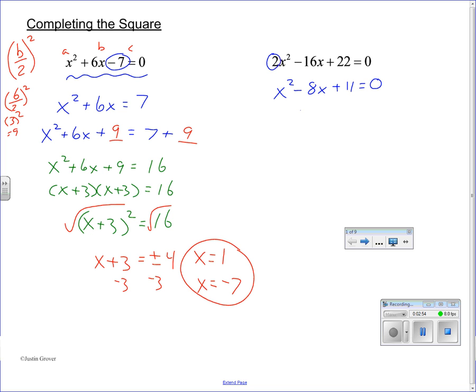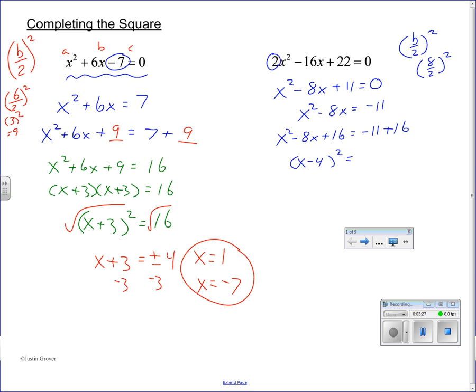We need to set it equal to the constant, so subtract 11 on both sides. B in this case is now 8. So b divided by 2 squared would be 8 divided by 2 squared. 8 divided by 2 is 4. Squared is 16. So we add 16 to both sides. On the left, we're going to get a factors to x minus 4, but I write it as x minus 4 squared. On the right, -11 plus 16 is 5.